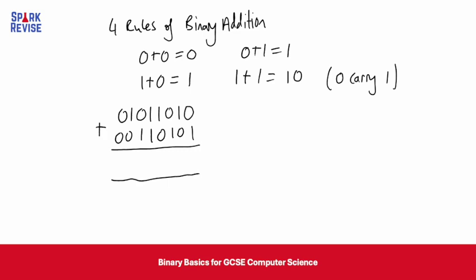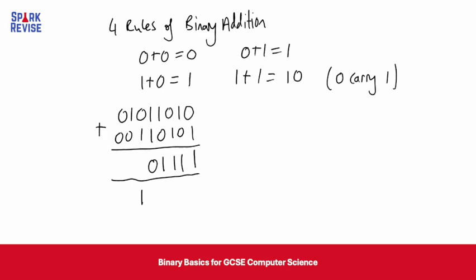So 0 plus 1 is 1. 1 plus 0 is 1. 0 plus 1 is 1. 1 plus 0 is 1. And here's where it gets difficult. 1 plus 1 is 0 carry 1. So we're going to put a 0 there, and we're going to carry the 1. You can carry above, below, doesn't really matter.